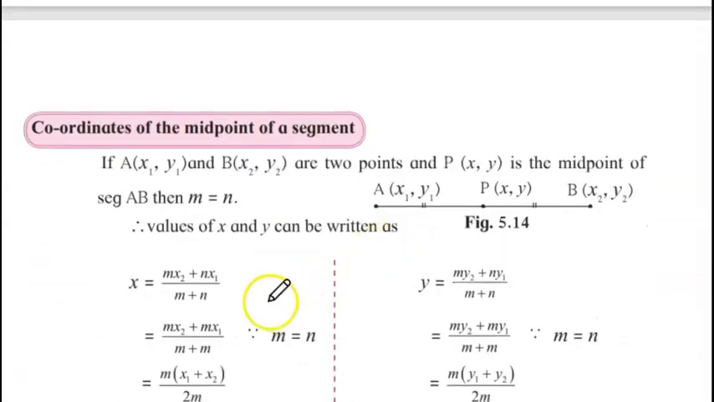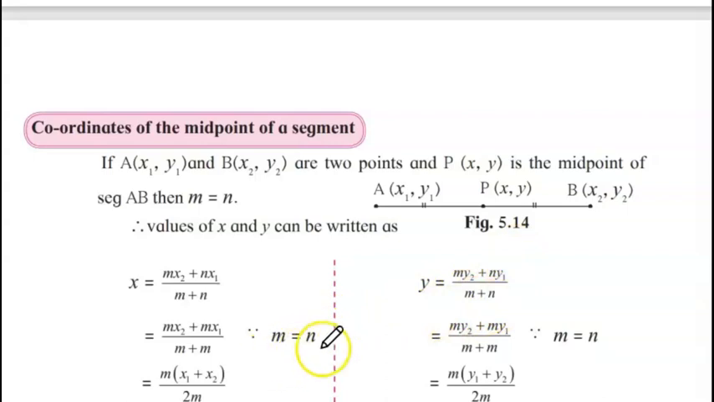Okay, now next, coordinates of the midpoint of a segment. If A x1 y1 and B x2 y2 are two points and P x y is the midpoint of segment AB, then m is equal to n. Okay, जर P हा midpoint असेल, then AP is equal to PB. It means that m is equal to n. Therefore, the values of x and y can be written as x is equal to mx2 plus nx1 upon m plus n and y is equal to my2 plus ny1 upon m plus n.